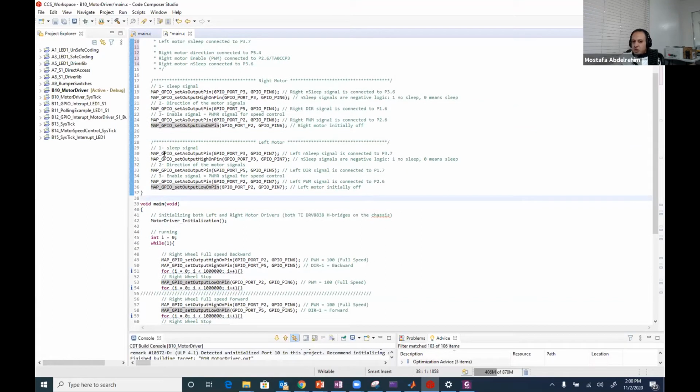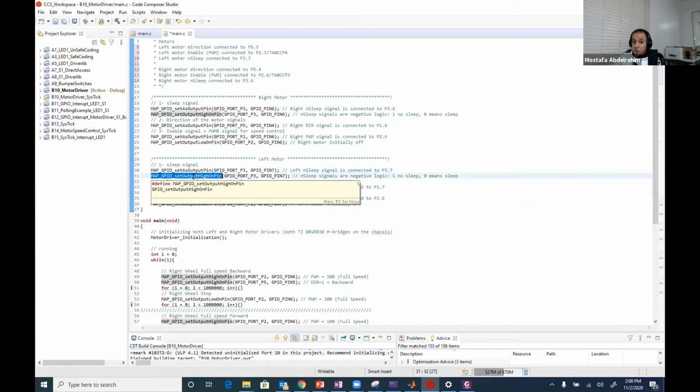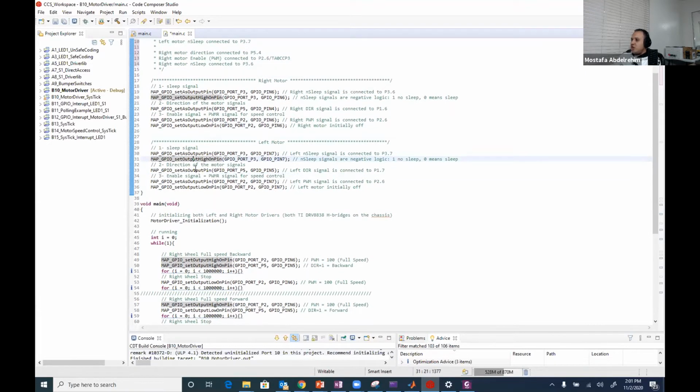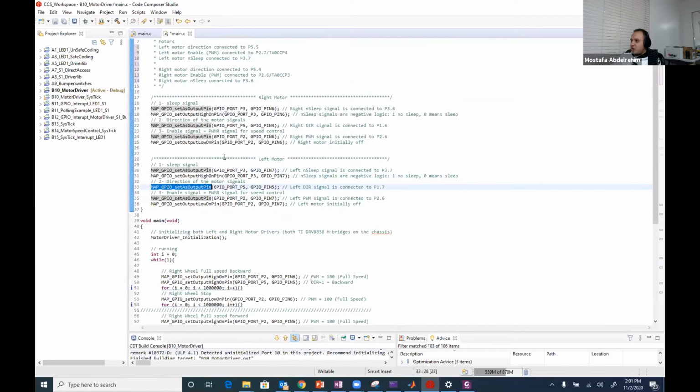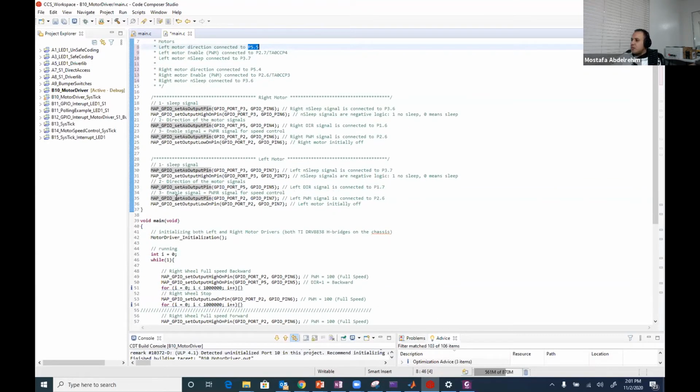The same for the left motor initialization. Okay, first the sleep pin, it is pin 3.7, and we put 1 there, so it will not be asleep, it will be active. Then we initialize pin 5.5 for the enable, for the direction, and we also initialize pin 2.7 as output, and we put 0, so the motor will be stopped initially.